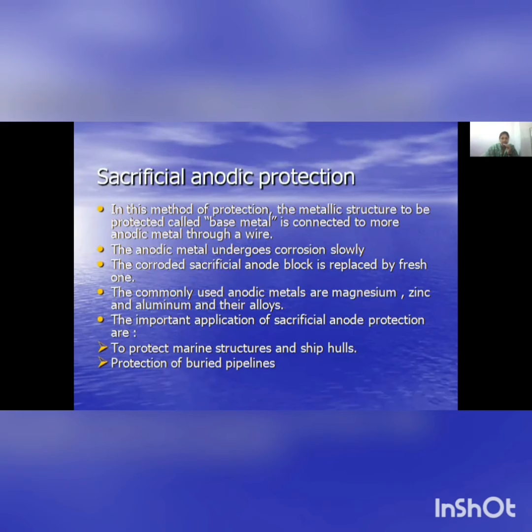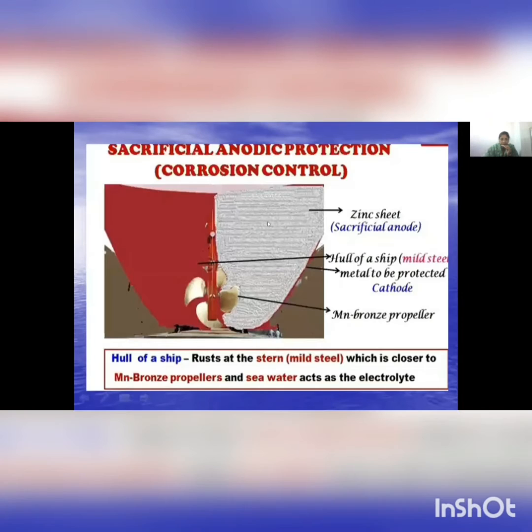The important applications of sacrificial anode protection are to protect marine structures and ship hulls, and protection of buried pipelines. For example, let us take a marine structure. Here it is the back portion of the ship, and normally here we are using propellers. Propellers are placed at the back of the ship. Propellers need to be stronger, so manganese propellers will have a higher standard potential.